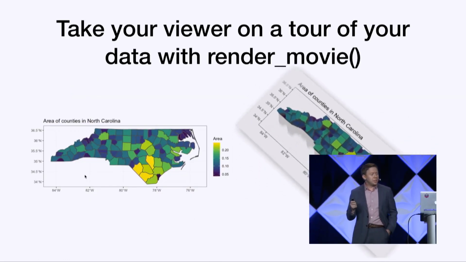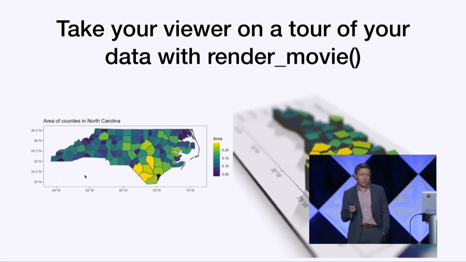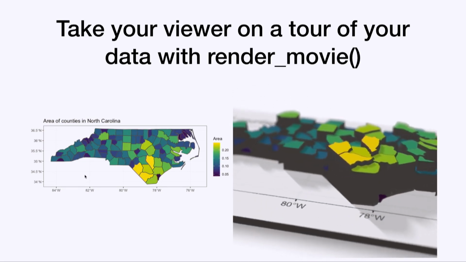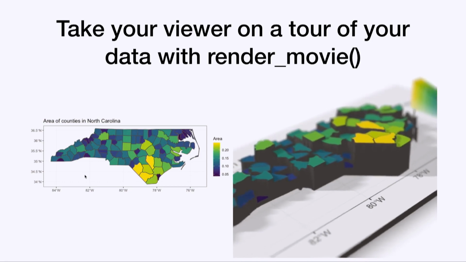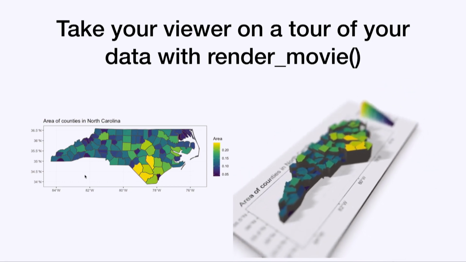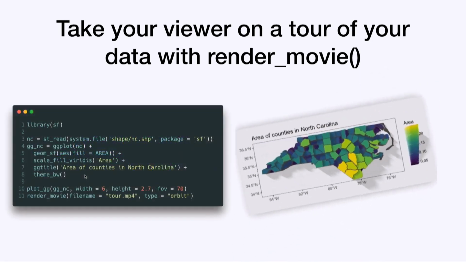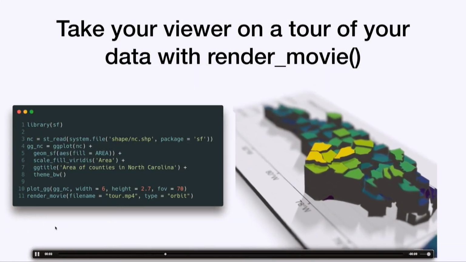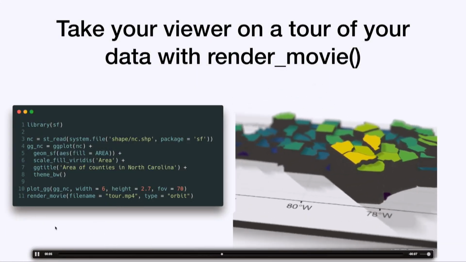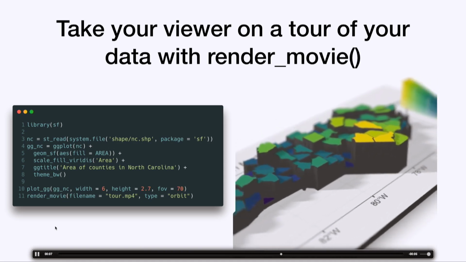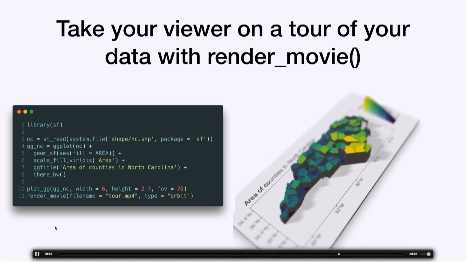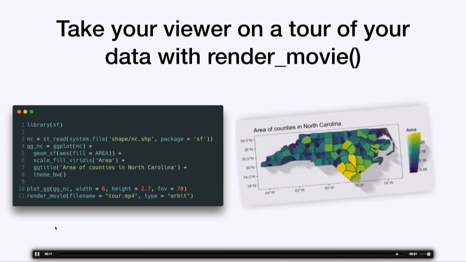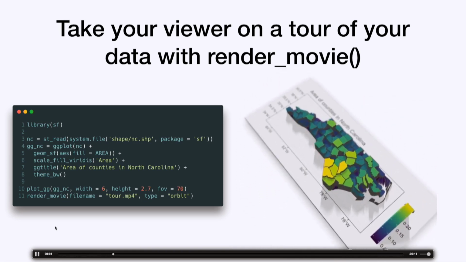3D plots are best seen in motion, and rayshader includes several functions that you can use to bring your viewers on a tour through your data. You can use the render_camera and render_movie functions to pass a series of camera angles to swing around your data set. So you can zoom in and around, and save your movie to a file to share online or with a loved one.